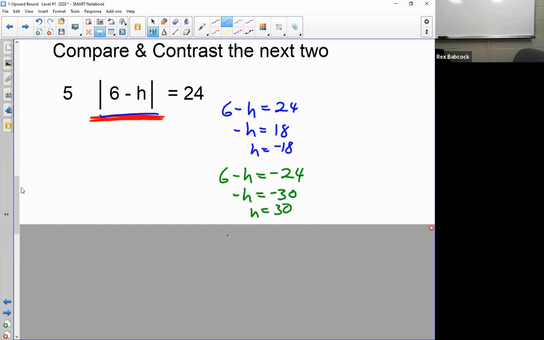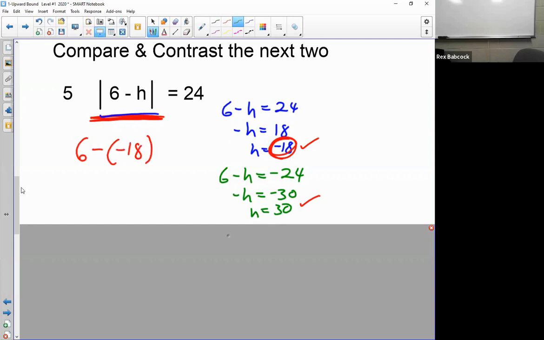So there's 2 different answers. Now, if I check those, both of them should work in the original problem. Questions there? Let's say someone said, no, Mr. Babcock, I don't think, Mr. B, that negative 18 works.